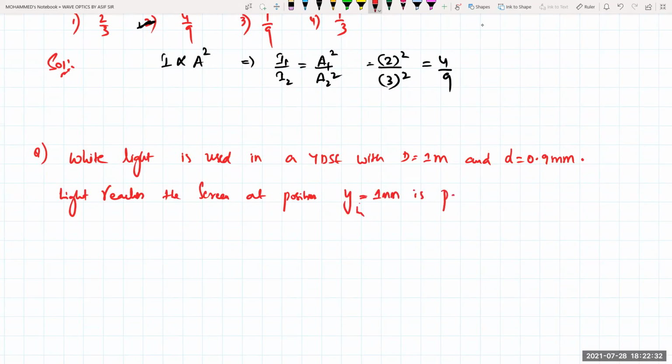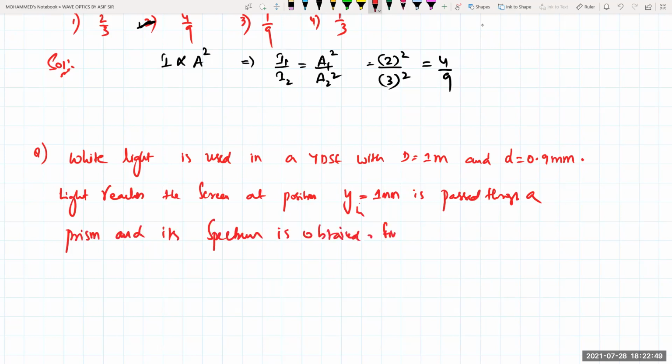Light at y equal to 1 mm is passed through a prism and its spectrum is obtained. Find the missing lines in the visible region of this spectrum.